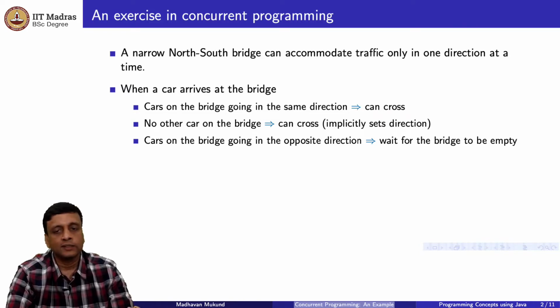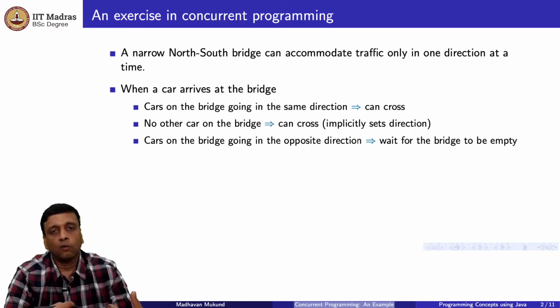So if there is no other car on the bridge and a car arrives, then regardless of what the current orientation of the bridge is, this car will cross, and once it starts crossing, it will set the orientation of the bridge to whatever its orientation is. If it is going south to north, the bridge becomes south to north and vice versa, right?